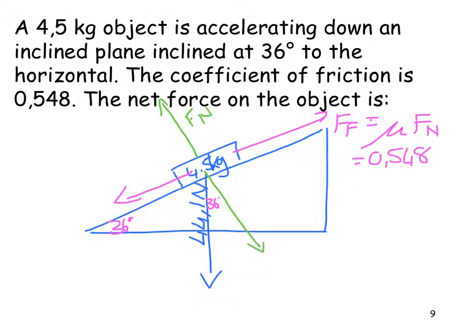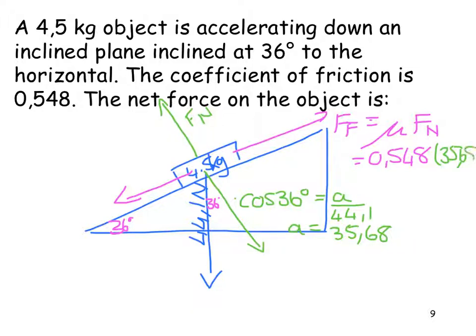So first, if I'm going to calculate the component that is adjacent over here, so I'm looking at this force normal over here, which is equivalent to the perpendicular component of weight, and I land up with cos of 36 degrees is equal to my adjacent side, which I don't know, we'll just call it adjacent, over my weight, which is 44,1, and my adjacent side, which is going to be equal to the force normal, turns out to be 35,68. I can now substitute in 35,68 over here, and I find my frictional force is going to be 19,55. So that's the frictional force.